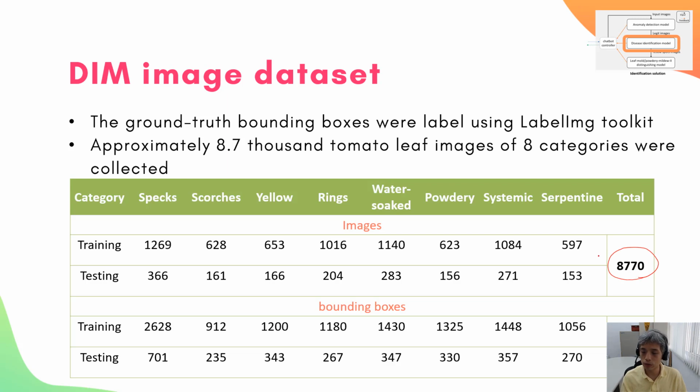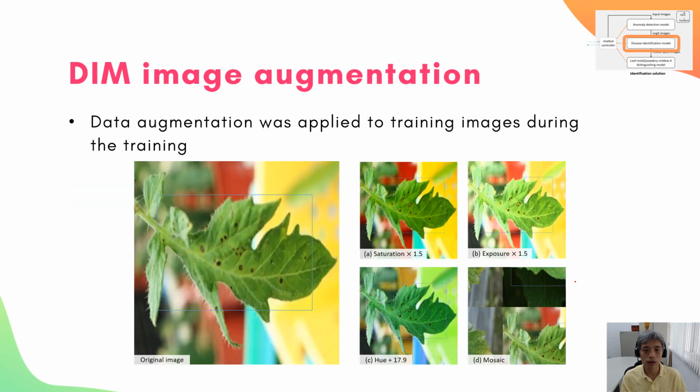And we also have to annotate the bounding boxes, that is, the lesions on the leaves. We annotate a total of 14,000 lesions. And before we train the models, we also do some image augmentation. The augmentation includes saturation, exposure, hue, and mosaic.